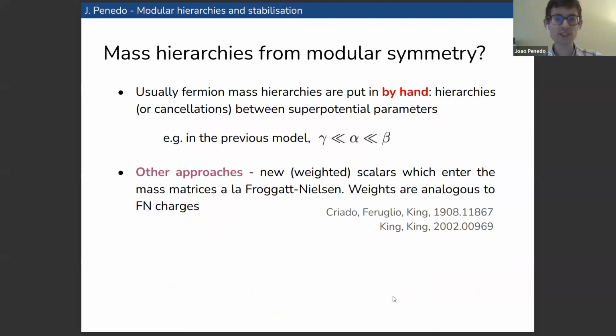And so, for instance, these authors have tried an approach where you add a scalar, which has a weight factor as well, so a non-trivial weight. And this scalar can play the role of Froggatt-Nielsen fields, where the weights play the role of the Froggatt-Nielsen charges. So you can justify the fermion mass hierarchies not by fine-tuned constants, but by a new field.